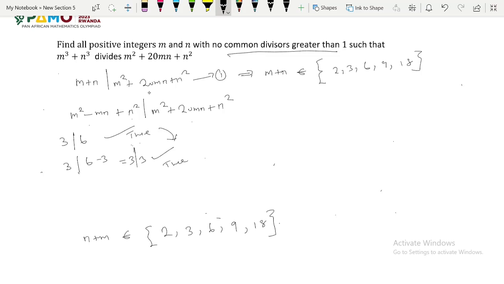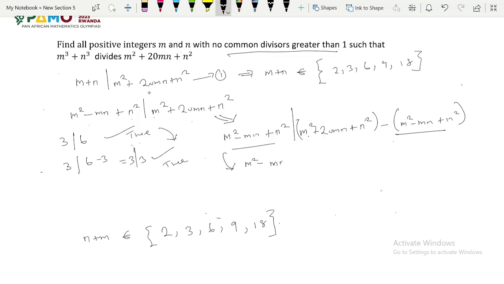Since m squared minus mn plus n squared divides this, this also implies that m squared minus mn plus n squared has to divide this minus this. And this is true because m squared minus mn divides this, so this is also true. So this means that m squared minus mn plus n squared has to divide, whatever I subtract: m squared minus m squared goes out, 20mn minus minus becomes 21mn, then n squared minus n squared is 0. So we have that m squared minus mn plus n squared divides 21mn, right? So far so good.